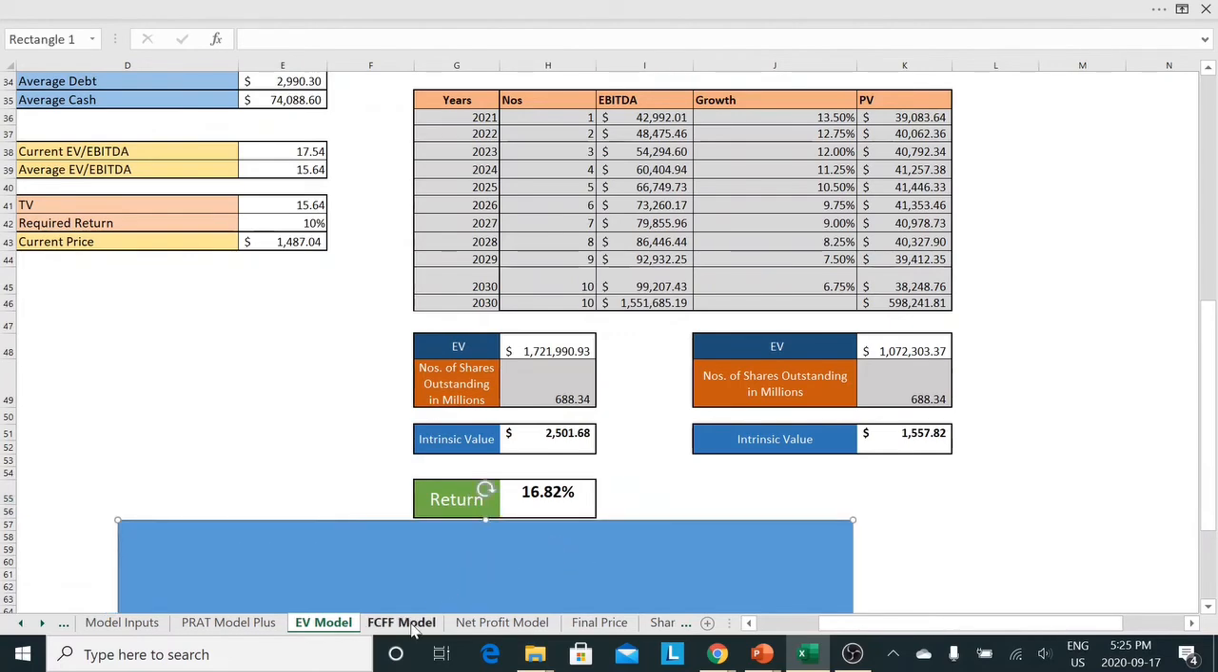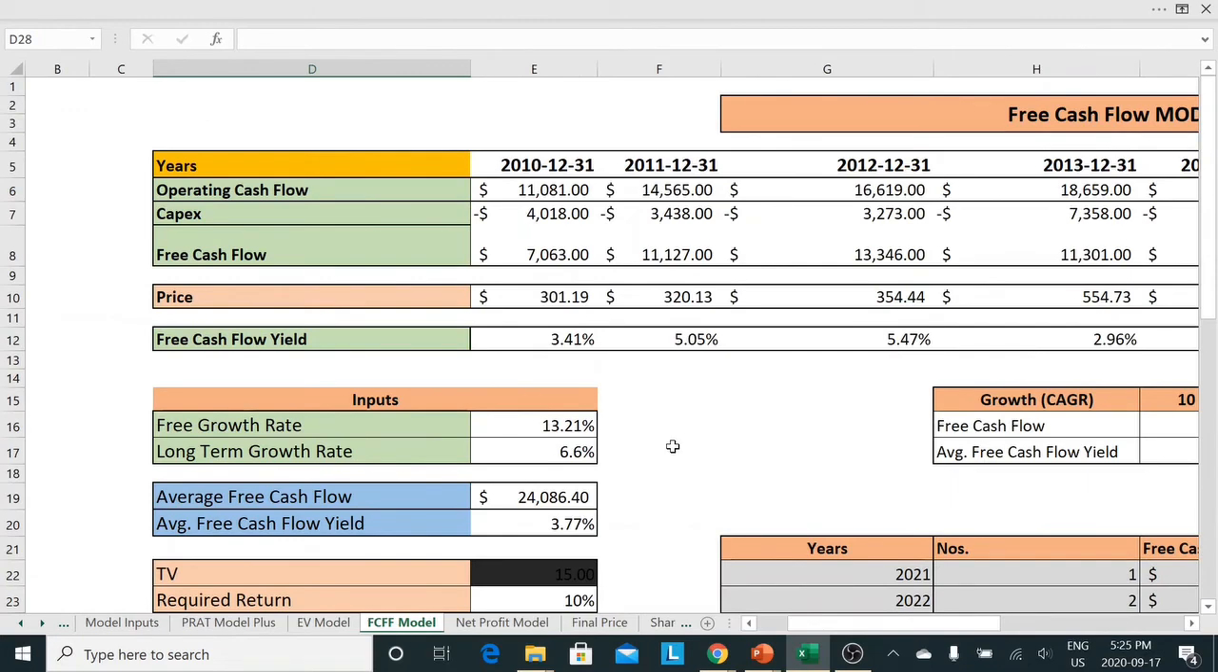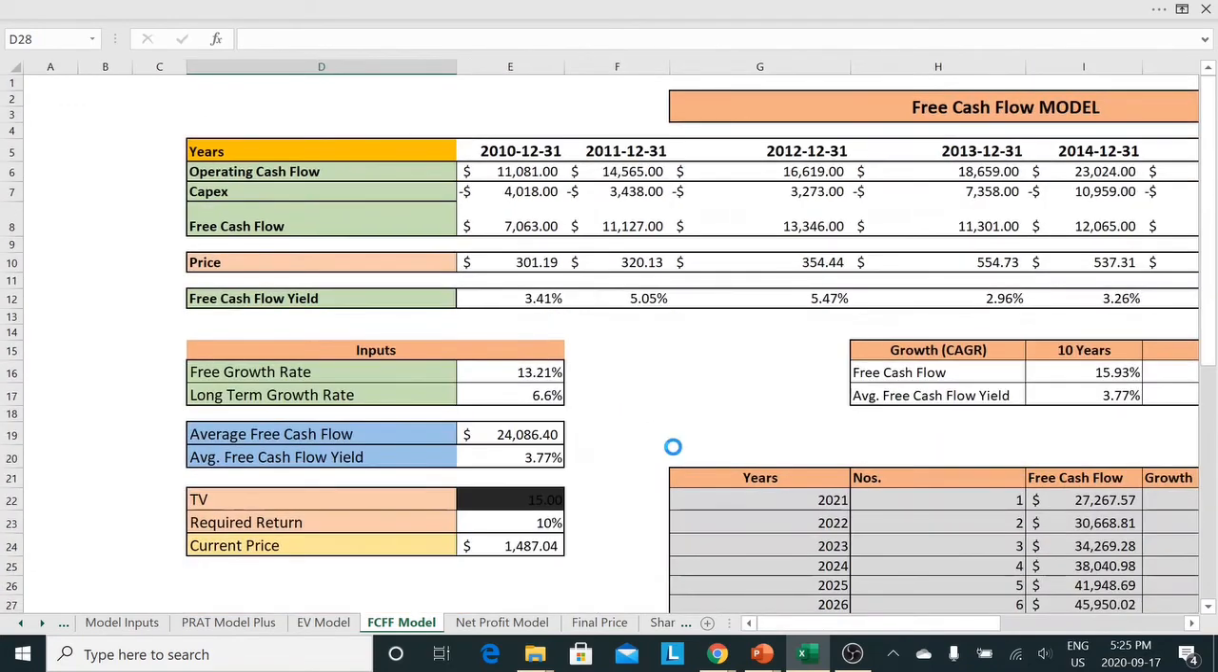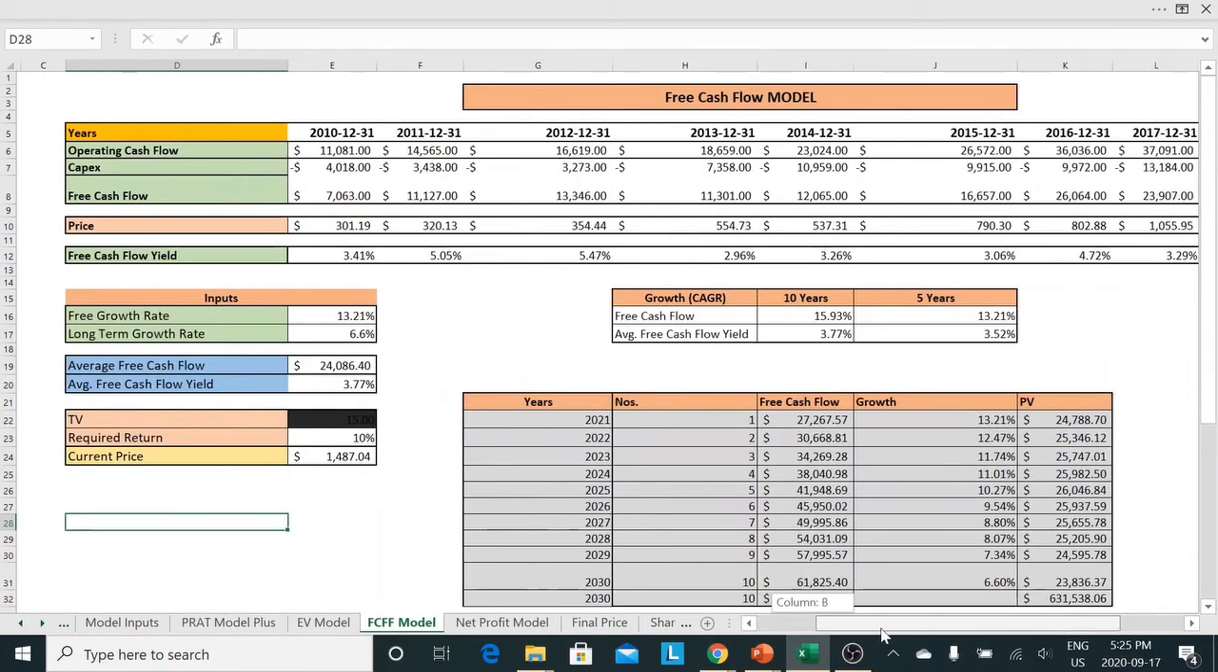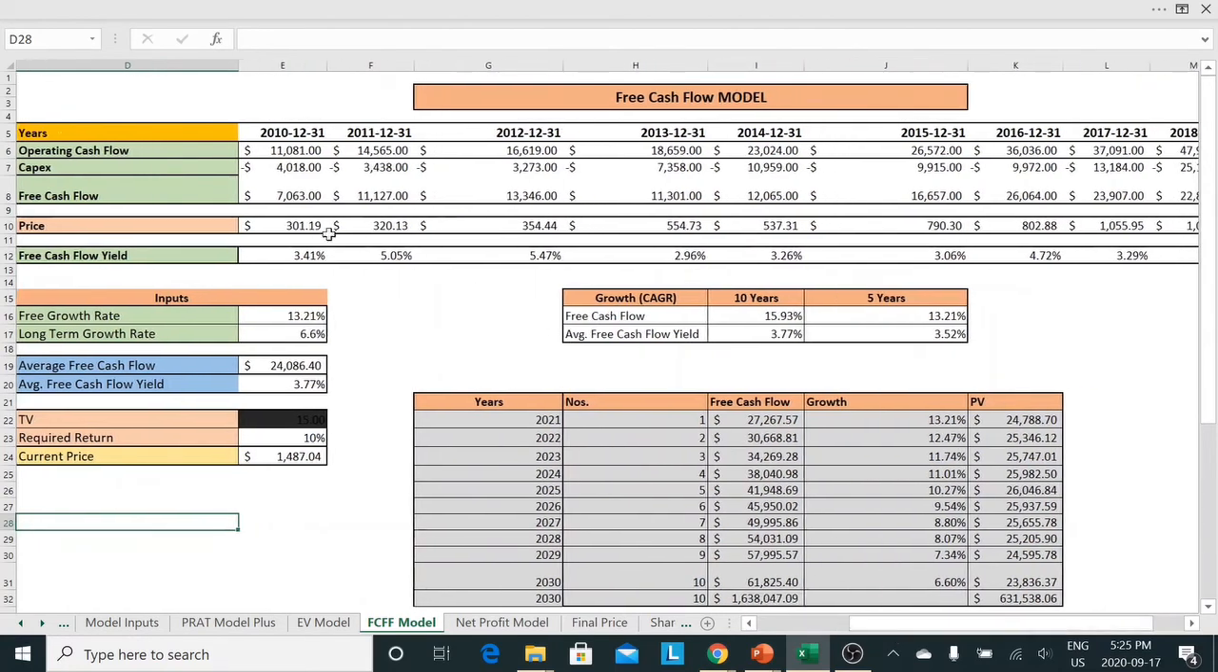Okay, so let's go to the final, the third model. The third model is a free cash flow model. I have to project the cash flow, so I have taken the operating cash, reduced the capital expenditures, and then come up with the free cash flow.